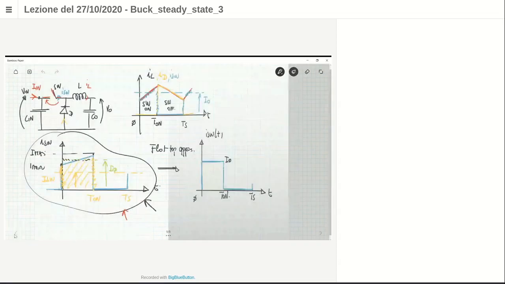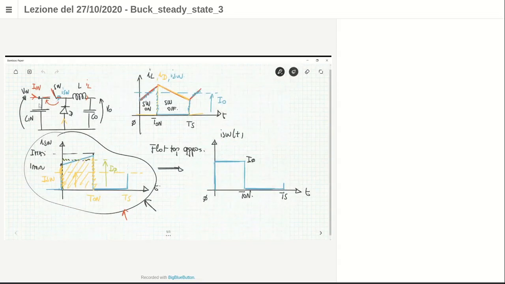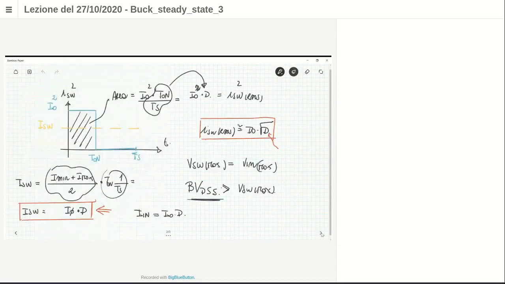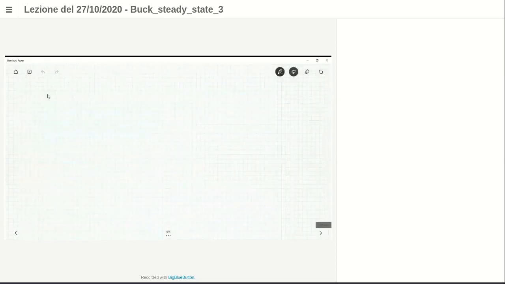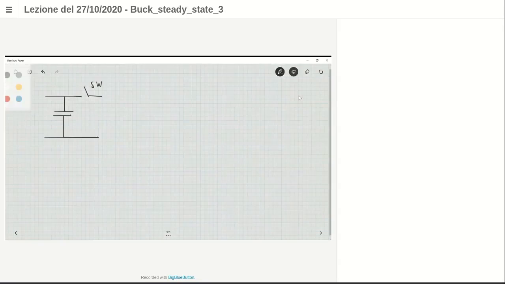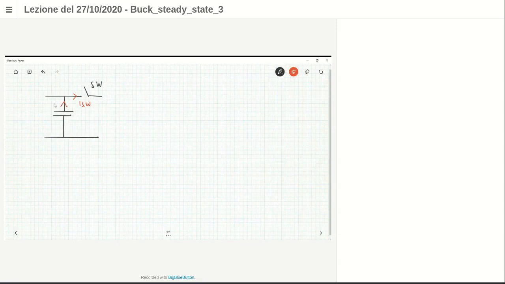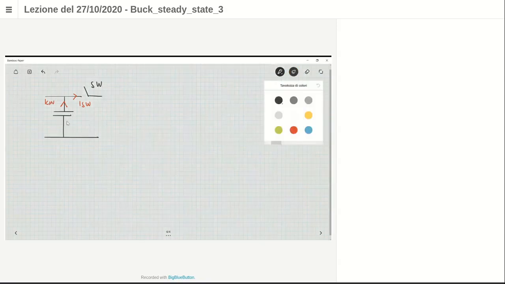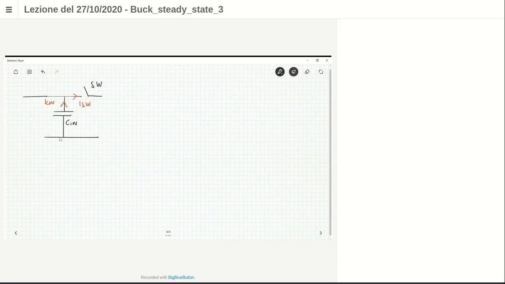I just computed the root mean square value of the switch current. Let me focus now on the input capacitor current. Let me redraw the circuit. This is the switch, and then you have here the switch current. Here you have this current, which is the current through the input capacitance. Here you have the DC input voltage, and here you have the input current. This node is the node that I call the active node.